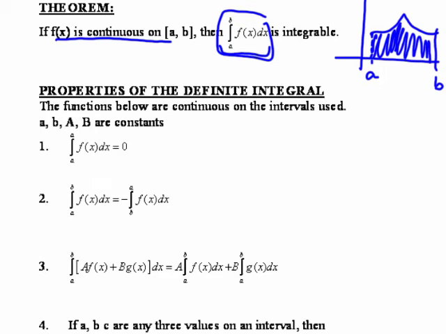Alright, we have a number of other properties of the definite integral. If I integrate from 0 to 0, net signed area between 0 and 0, it makes sense that it should be 0. There is no area.